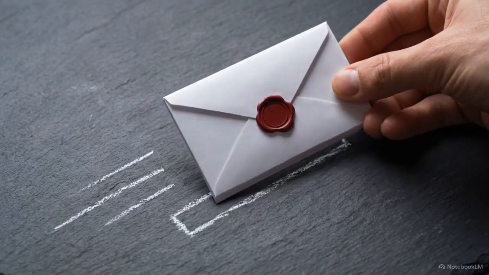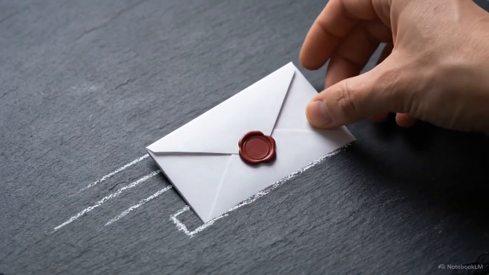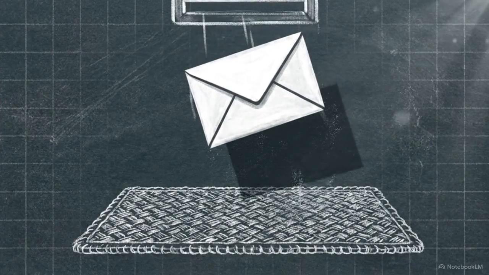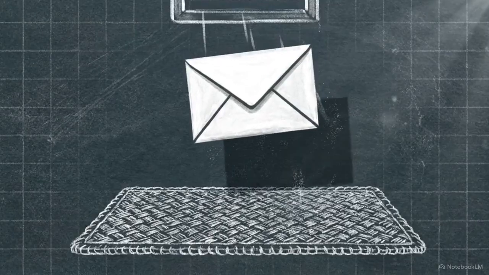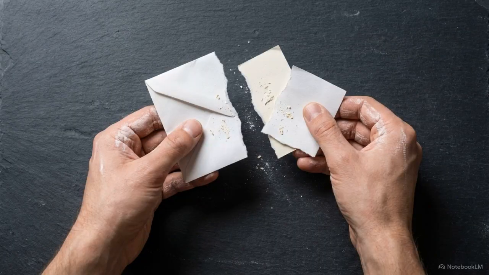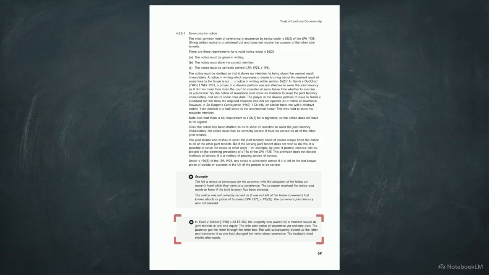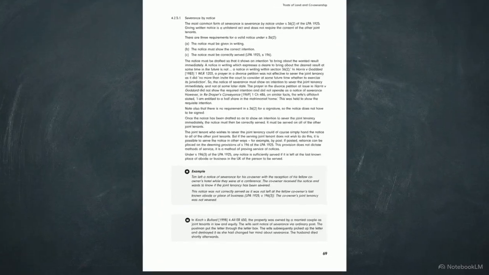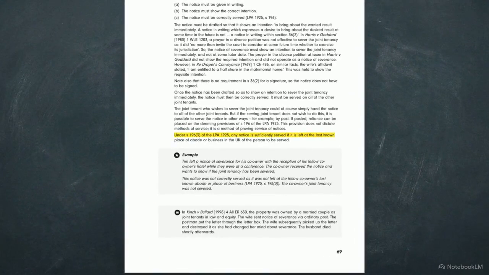This reached its peak in the case of Kinch v. Ballard. A wife mailed a valid notice of severance to her husband, but after the postman dropped it through the letterbox, she intercepted and destroyed the letter before her husband ever saw it. Look at how the text analyzes the court's decision in this case. The ruling relied on Section 196(3) of the Act.